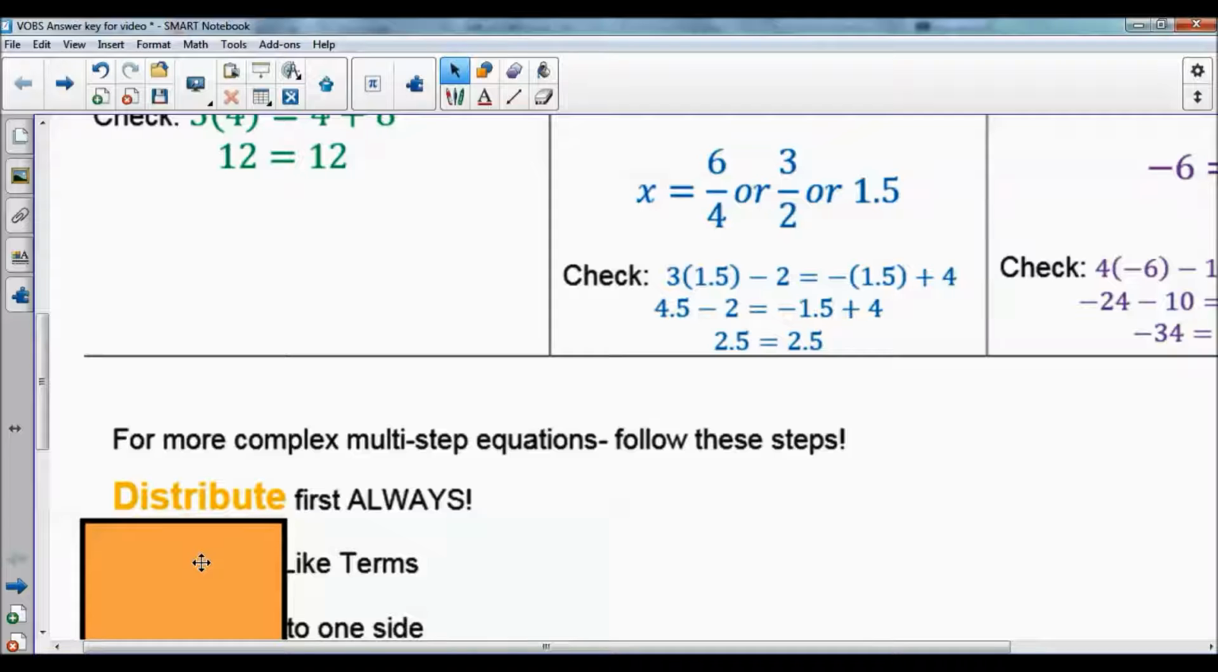Okay, so first you're going to distribute always. There's a lot of equations where you're going to have to distribute, and so you might have to do it once just on one side of your equation, but you might actually have to do it on both sides of your equation. So make sure you're looking out for all those distributive properties. Those always come first.